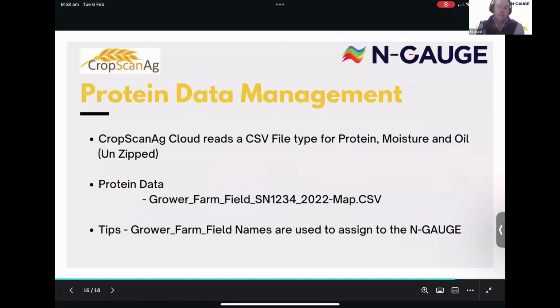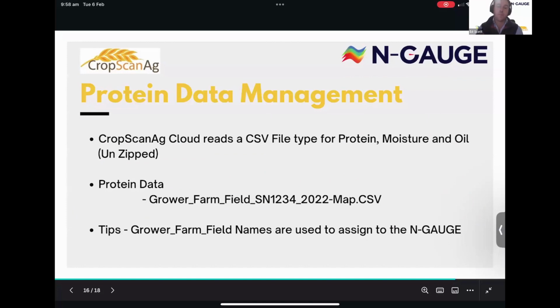When you are looking at the data, just so we're all across it, all of that data that you've been recording, if you weren't connected to the internet or cellular when you were harvesting, all those files are still stored on that tablet. They're all in CSV. And if you are referencing going back to the CropScan Ag portal, you'll see in there that all your fields in the protein folder are named in the same way. It's the grower, farm, field, serial number of your machine, and the number of the year.